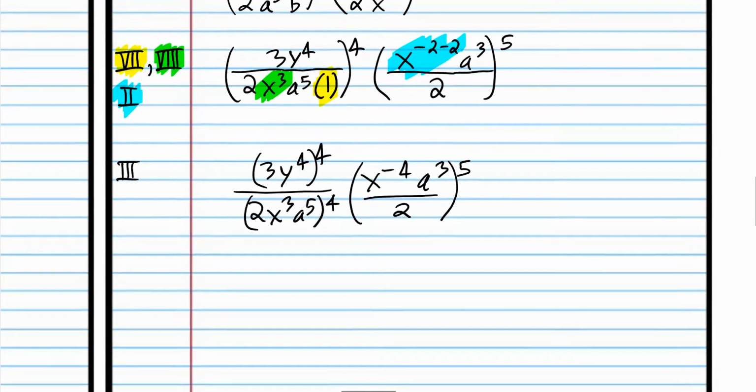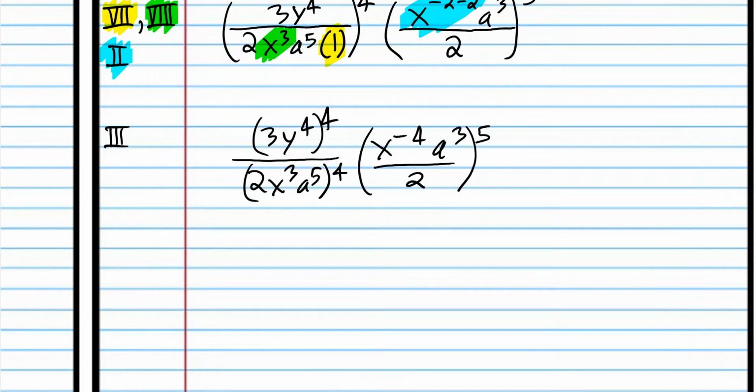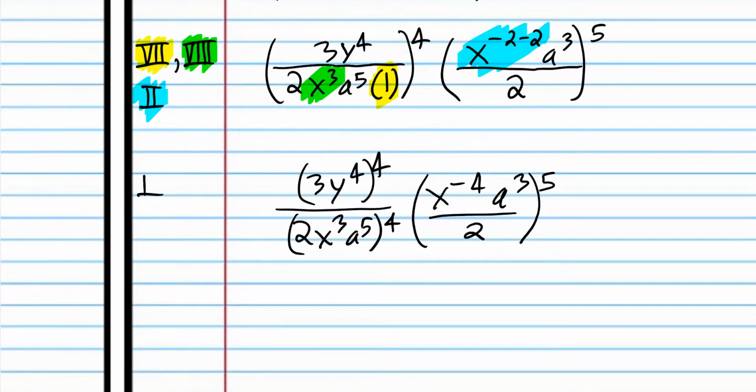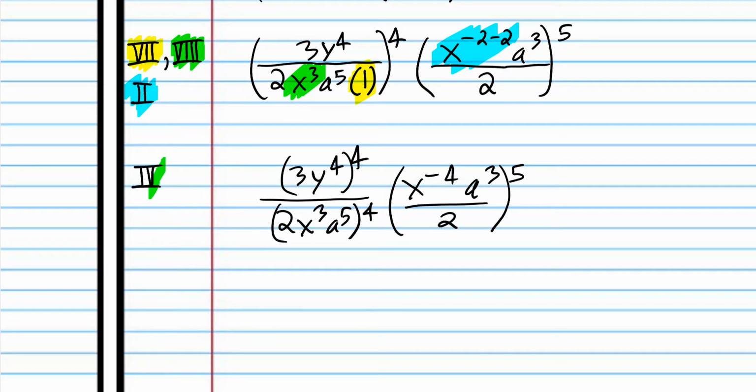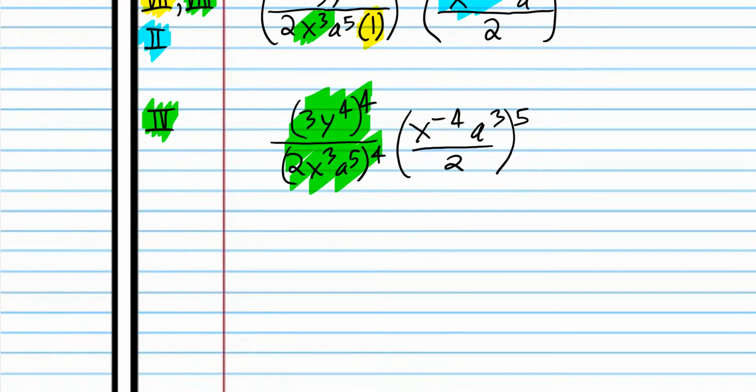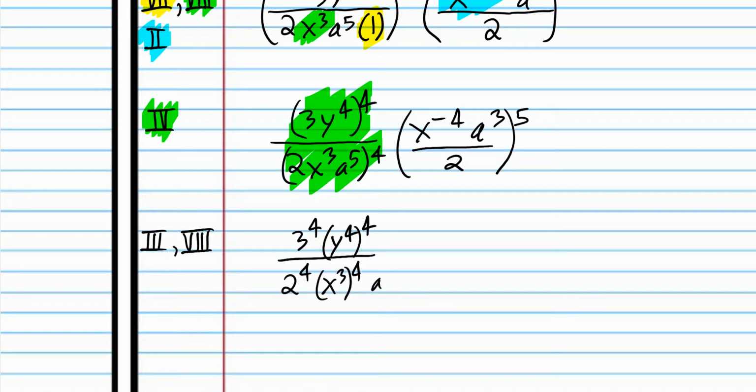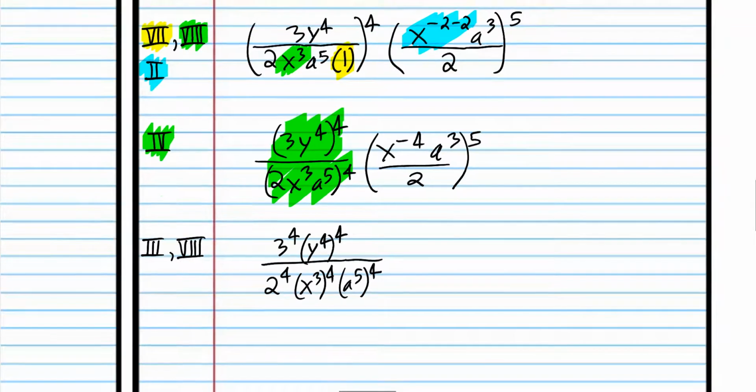But in terms of rules, we didn't really do much over here. We just simplified. I'm sorry, that's not rule number 3. That's rule number 4. Sorry if I confused you there. This here is rule number 4 that we used. Okay, but now we're going to use rule number 3. And again, I'm going to use rule number 8 to get rid of that negative exponent. So rule number 3 tells us that when we're raising a product to a power, we take each number in the product and raise it to that power and then multiply the result. So we have 2 to the 4th, x cubed to the 4th, a to the 5th to the 4th. Okay, so that was all rule number 3.